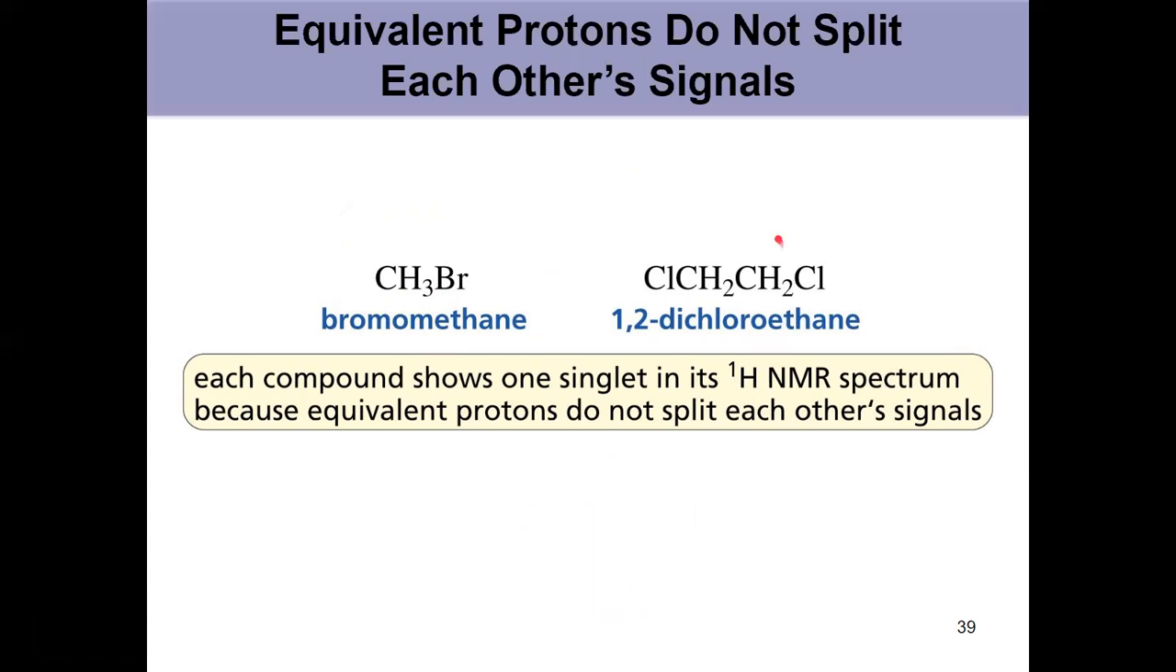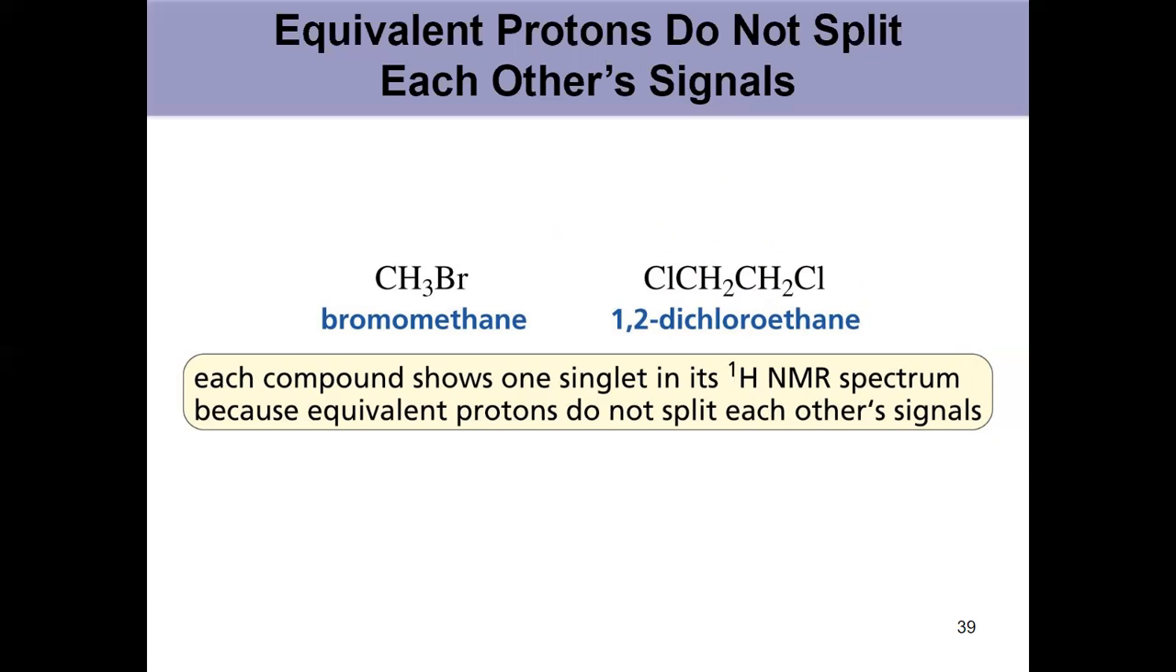Over here, we might think for a second that these neighboring 2 protons would cause the signal to appear as a triplet, right? But the protons are chemically identical to one another, right? Because that's a symmetrical molecule. Equivalent protons do not split the signals, so this would just show as one big singlet because those are chemically indistinguishable, chemically identical protons.